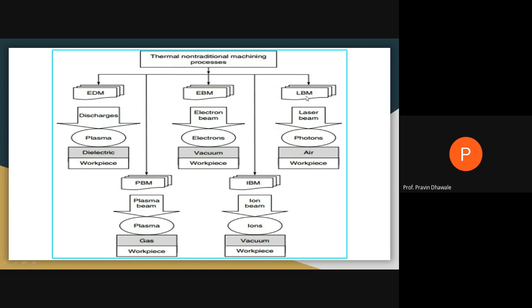In laser beam machining, photons are produced from the laser. As the laser gets activated, photons are produced, and those photons remove the material from the workpiece in an atmosphere of air. Let me draw the diagrams of these thermal non-traditional machining processes within a minute. Block diagram.